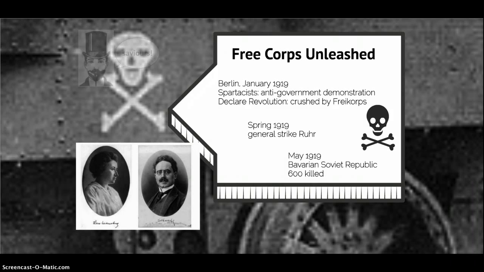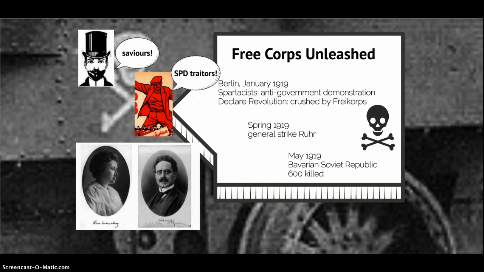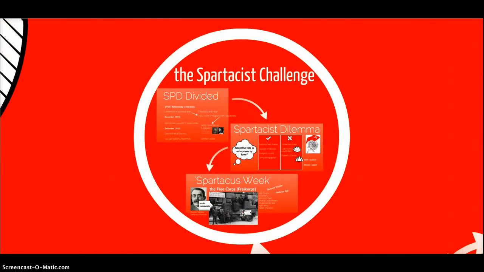To the conservative elite, to the right-wingers, the Free Corps are seen as saviours of Germany from these pernicious, evil communist influences. However, the use of the Free Corps by the moderate socialists makes the communists see the Social Democrats, the SPD, as traitors. And a split opens between the moderate socialists and the extreme socialists, which is going to prove very decisive, very influential later on in German politics.